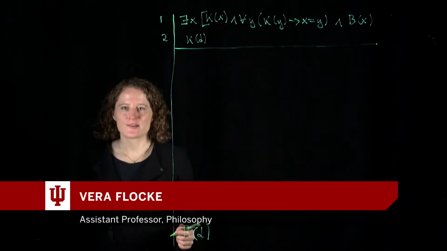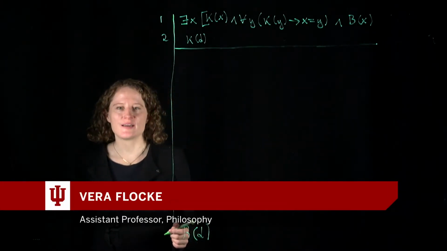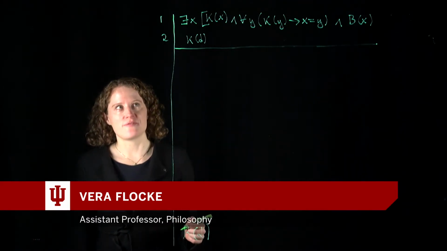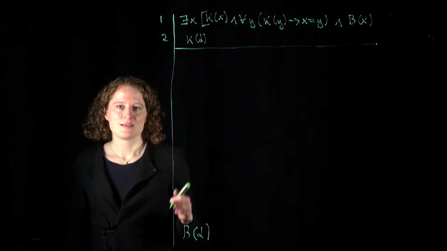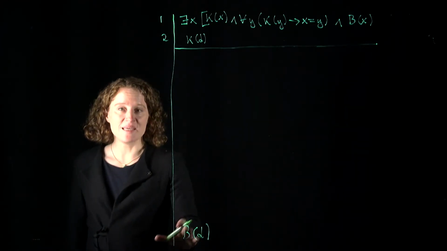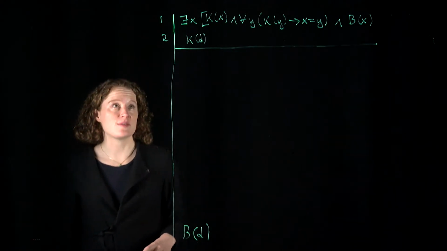In this final part of the lecture, we are going to look at a few examples of proofs that illustrate the use of our quantifier rules. Here's the first example. We want to prove the conclusion Bd from two premises.